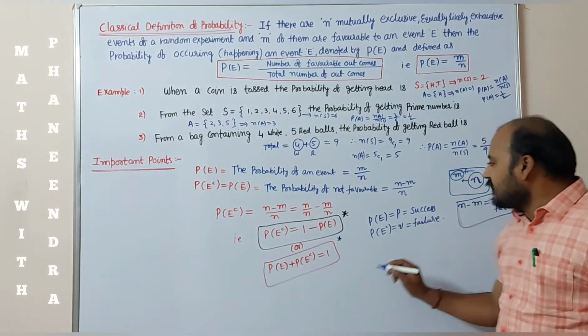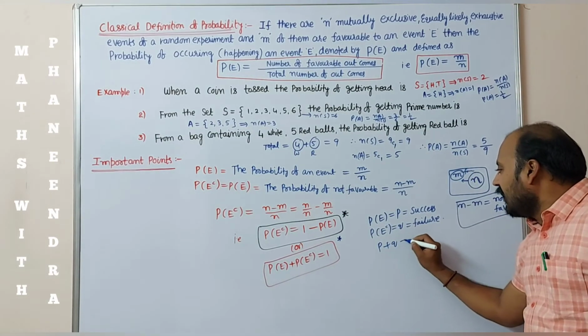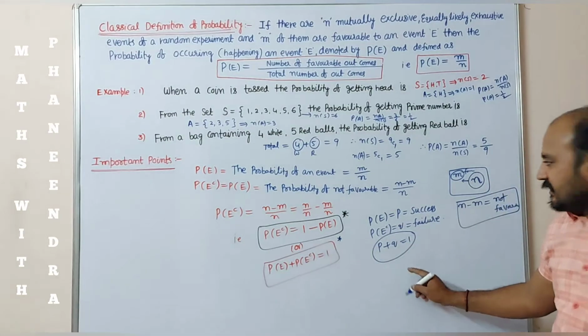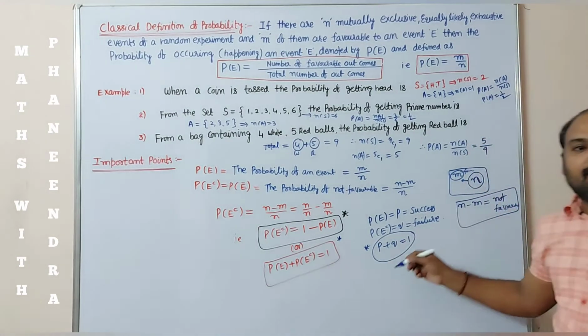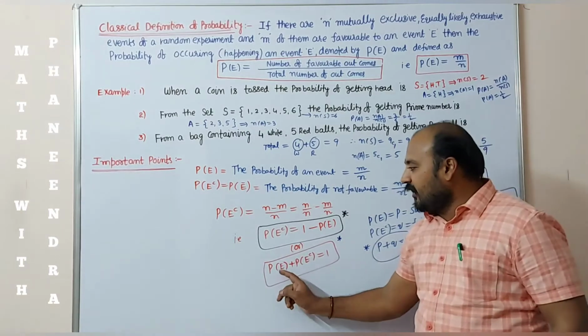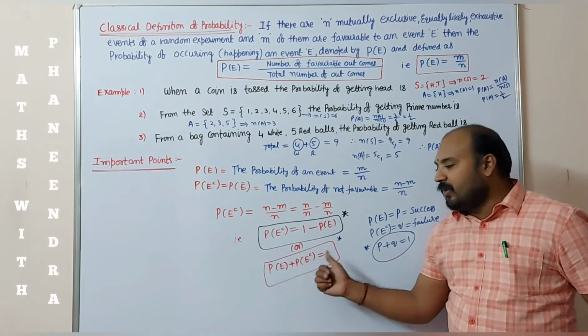So according to this, the probability of success and failure is equal to 1. You remember, this result may help you in a number of problems where we are going to apply this property: P of E plus P of E complement equals 1.